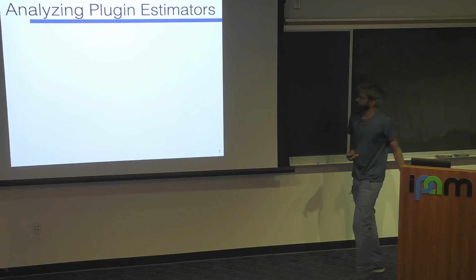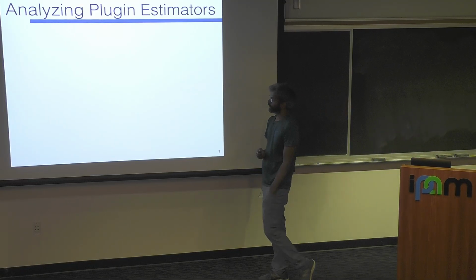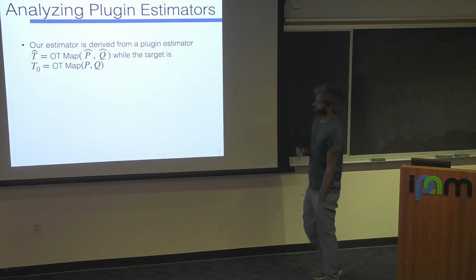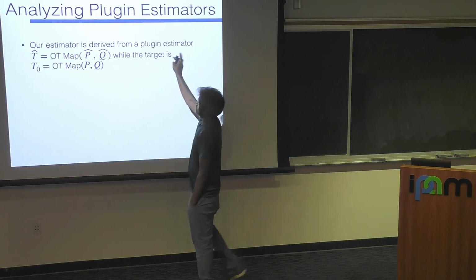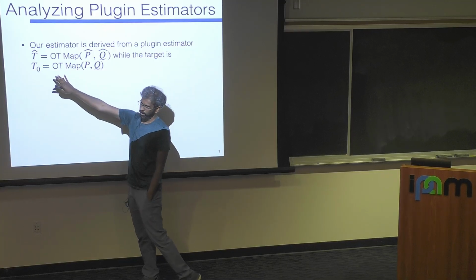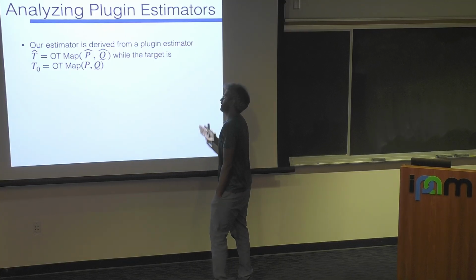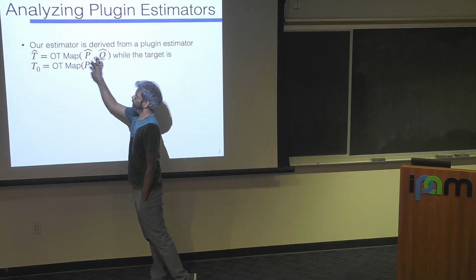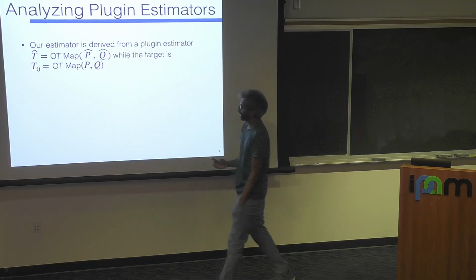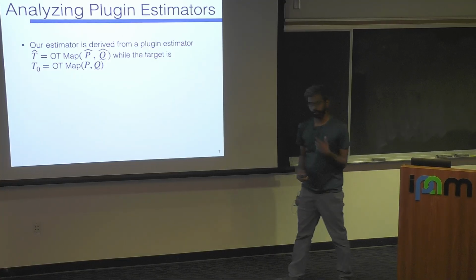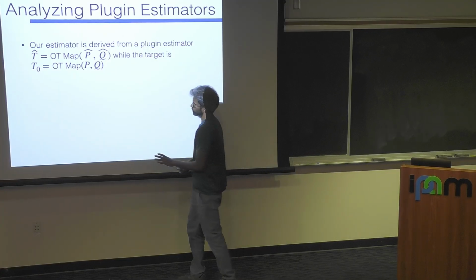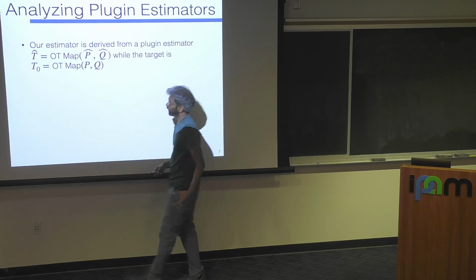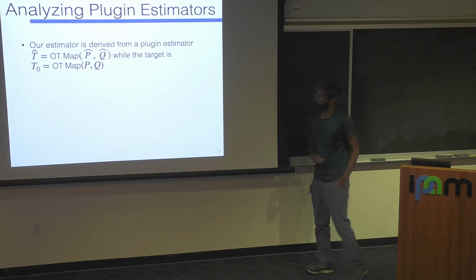Okay, so let's just try at a high level to understand what it is that we want to accomplish. So the estimator in this setting is derived from some sort of plug-in estimator. So you should think of it as, in both cases, you constructed something which is like a density estimate p hat and q hat. You constructed the OT map between them. We'll call that t hat. And the target is the OT map between the underlying distributions. So the target is t0. This is the thing that I want to estimate. It's the OT map between p and q.